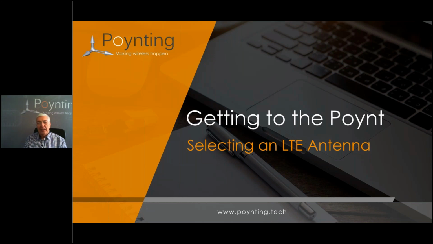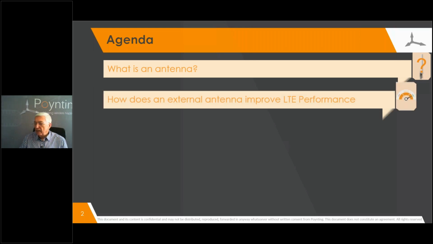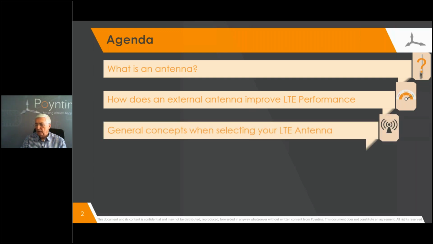Right, so let's look at the agenda. First of all, I'm going to talk about what is an antenna, and I'm going to look at the fundamentals of antennas. So the webinar is really aimed at understanding what antennas are all about and how they help you in receiving a good LTE, a 4G or a 5G signal. So how does that external antenna improve your LTE performance? I'll show you exactly how that antenna assists you in gaining a good signal.